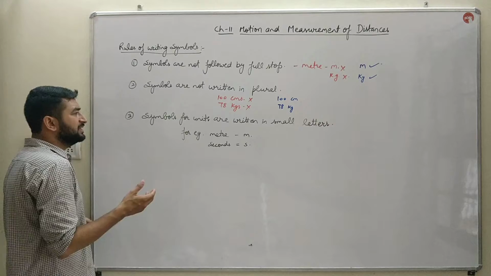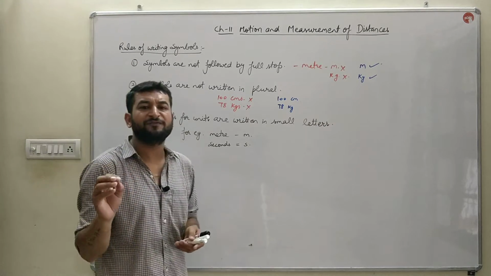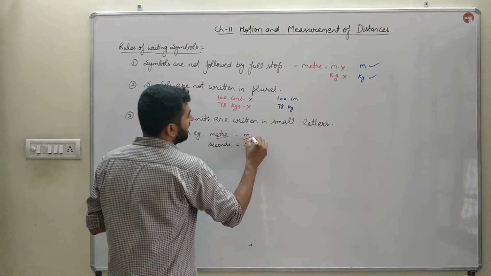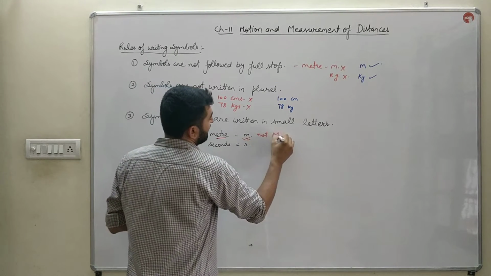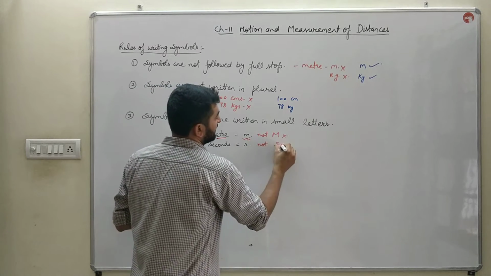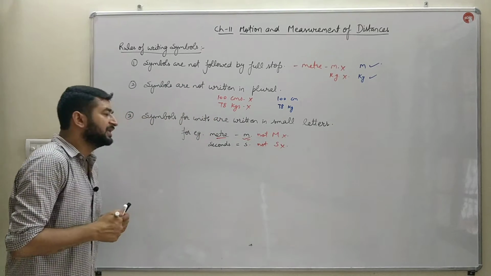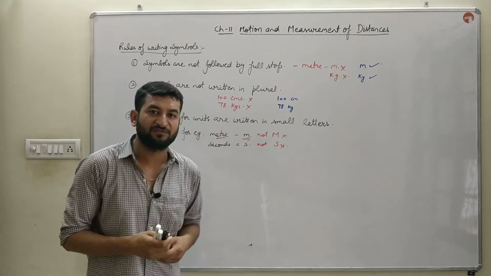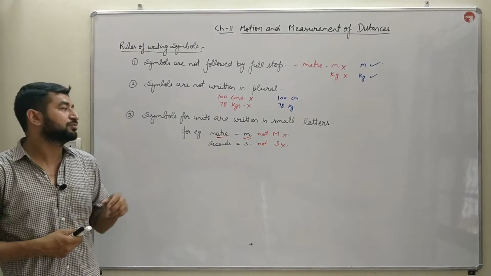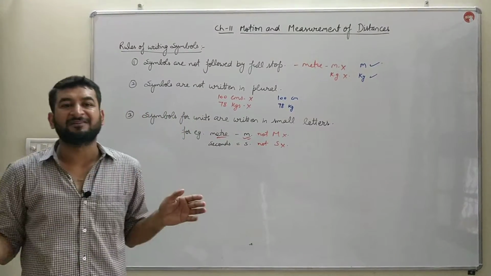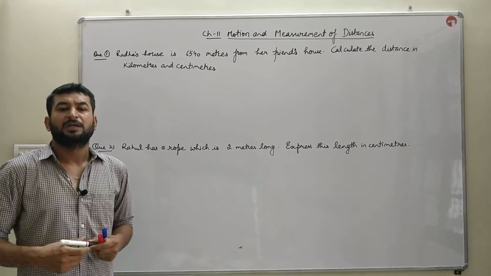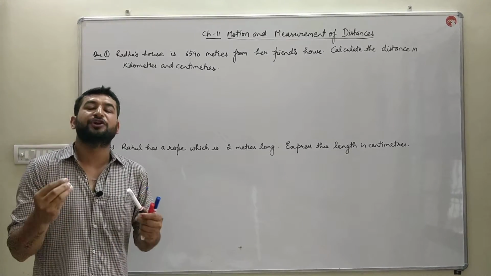The third and the last one is that they are always written in the form of small letters. For example, meter is written as small m, not capital M. Seconds is written as small s, not capital S. So the symbols for the units are always written without full stop. They are always written in small letters, and they're never written in their plural forms. Now we'll discuss some questions of unit conversion.